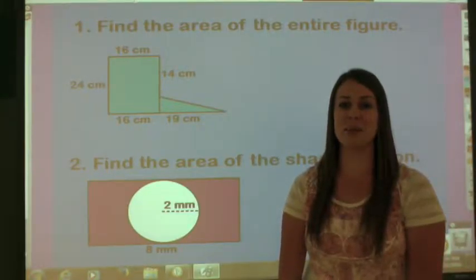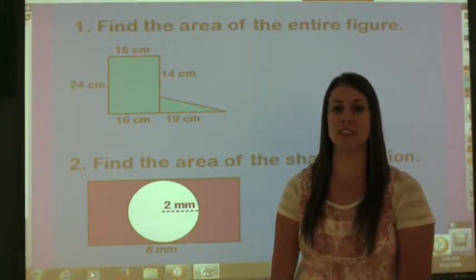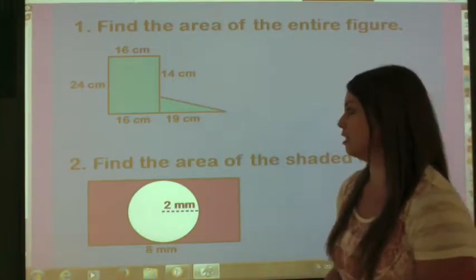Hi everyone, this is Miss Owen at BMS, and today you're going to learn how to find the area of shaded figures. So let's look at our first example.